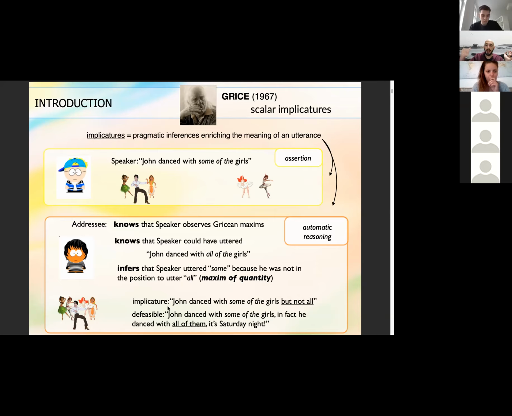And then when you derive the implicature, and you add the implicature to the meaning of the sentence, you get the upper bound, which is "not all", excluding the stronger item of the scale.